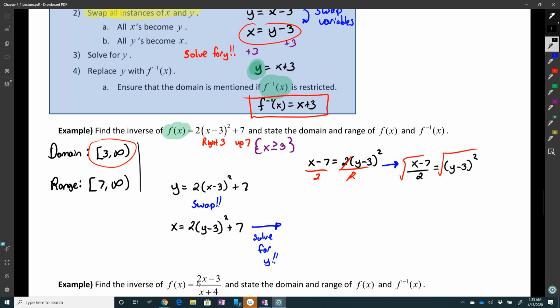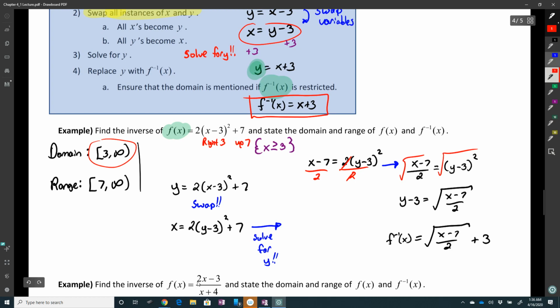All right, so y minus 3 equals the square root of x minus 7 over 2. And then the last step is to add 3 over. So if you leave it like this, you're actually going to get minus 1 as far as your score goes, because the very last step, once you have y by itself, they want you to replace the y with f inverse of x. And then you have your final answer.